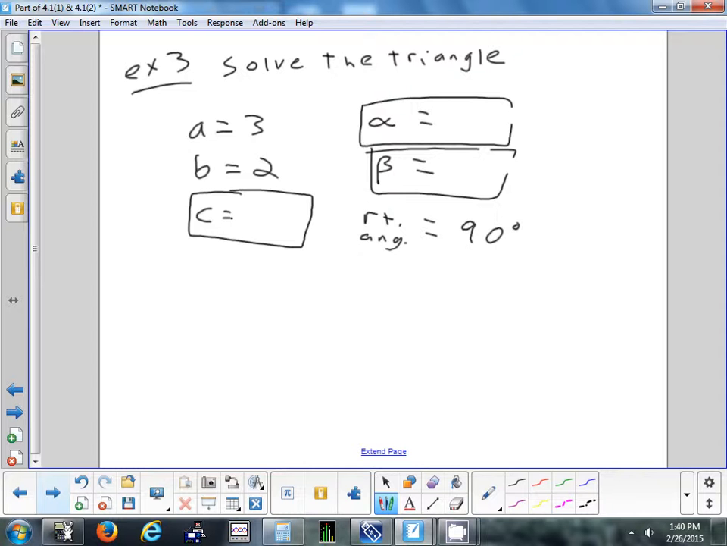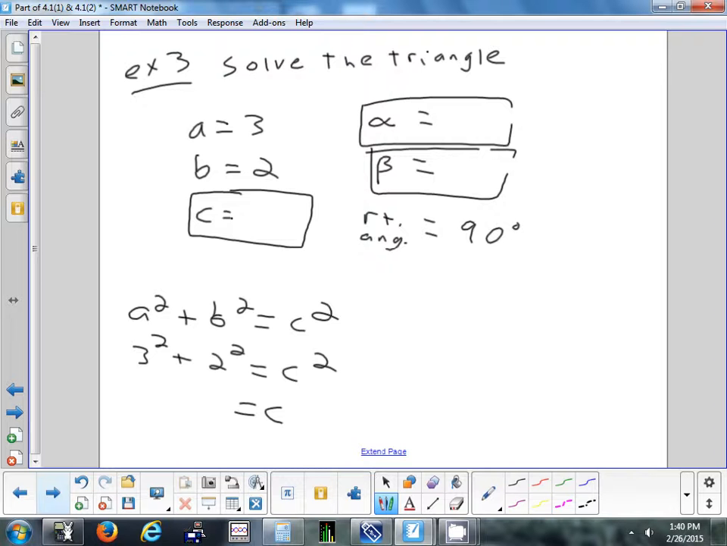Why can you use it now, but I didn't want you to use it before? Yeah, everything that's given, everything you're going to plug into the Pythagorean Theorem, it's all given. So we guarantee it's correct. So fill in a squared plus b squared equals c squared. So we get 3 squared plus 2 squared equals c squared.